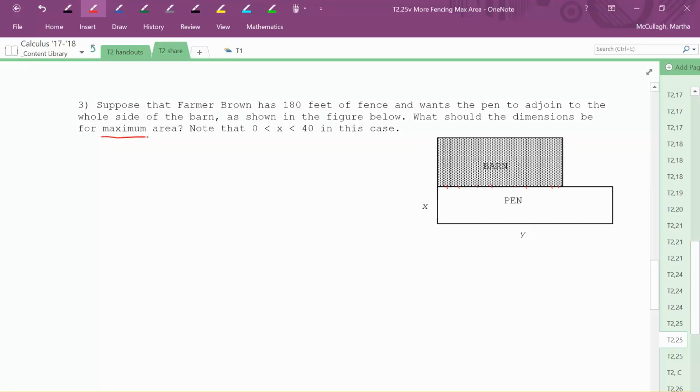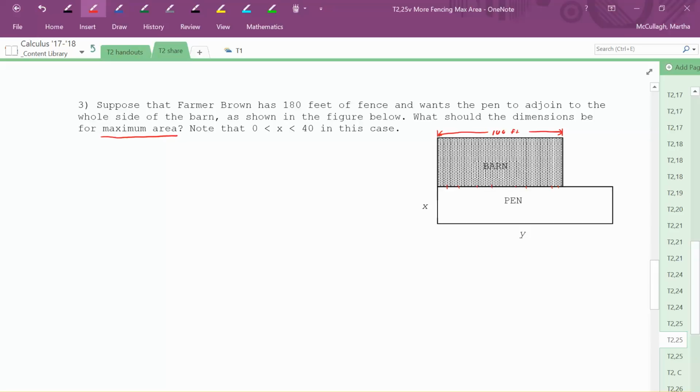So again, we are maximizing area. I'm going to come back to this note. I'm going to kind of ignore that's there for right now. I do want to remember, though, that I was told initially back in the first part of the problem that his barn is 100 feet long. Got to keep track of that.